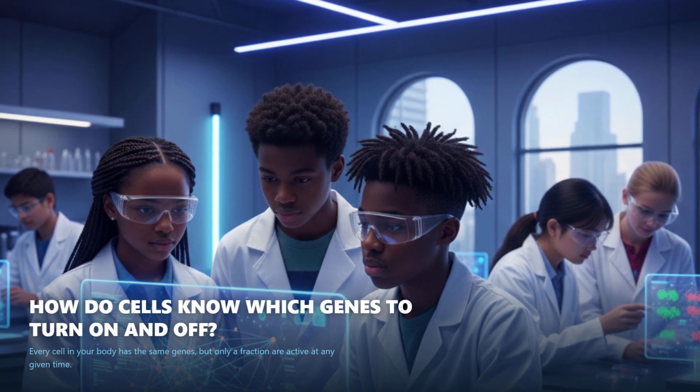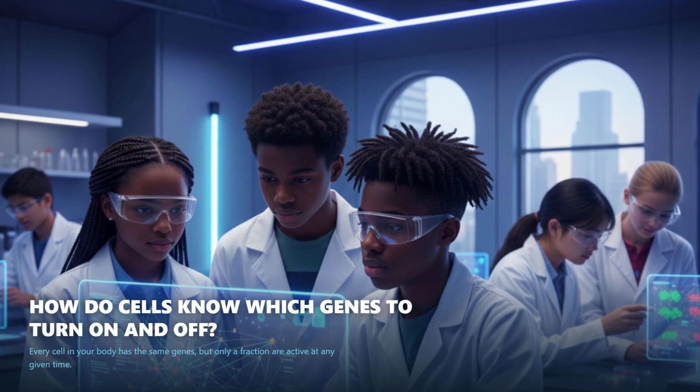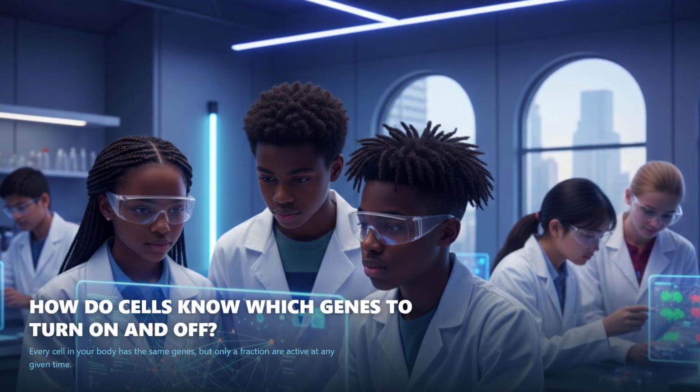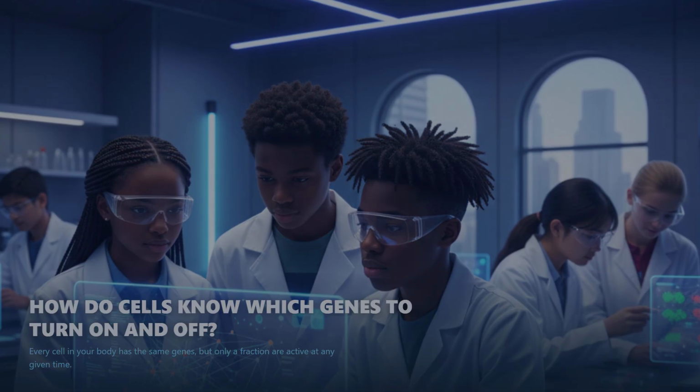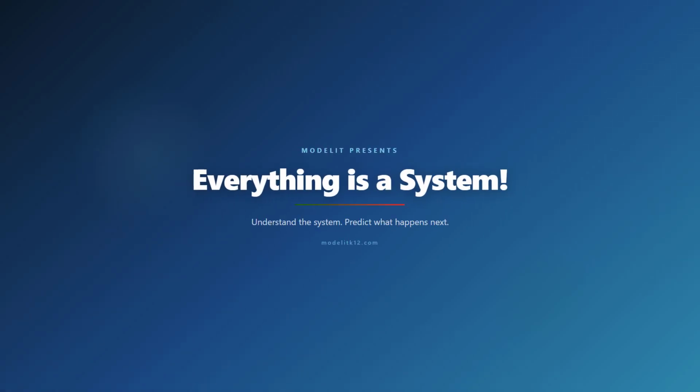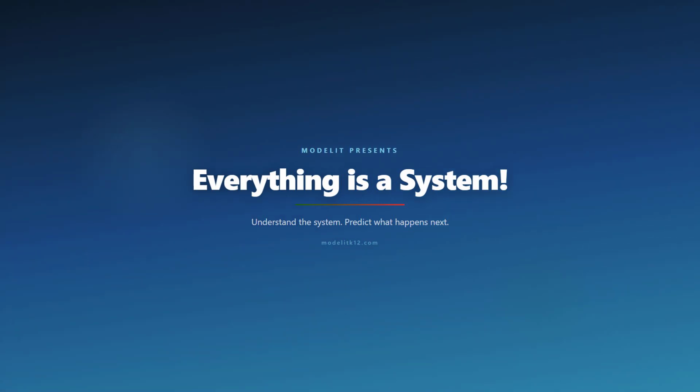But how does your body decide which genes play their tune and when? And what happens when the conductor makes a mistake? Everything is a system. Understanding how genes are regulated is crucial for grade 9 biology students. This lesson will explore the intricate molecular system that controls gene expression, from DNA to protein.